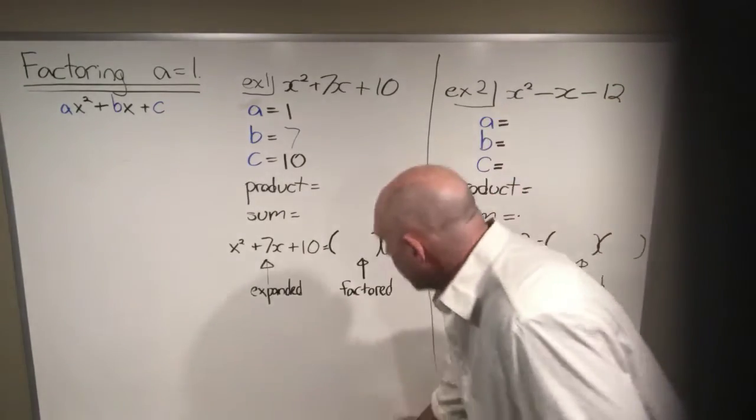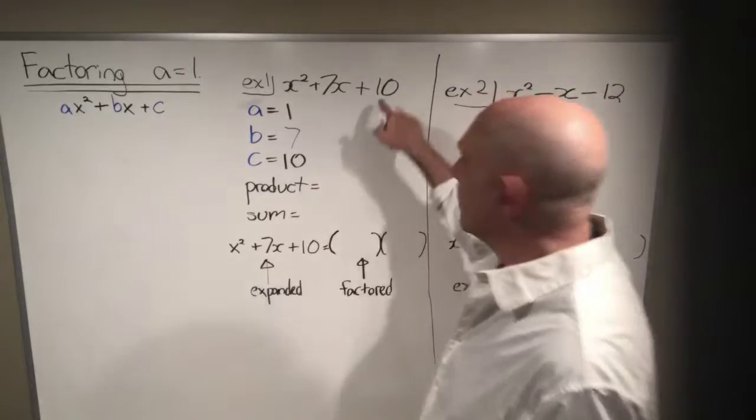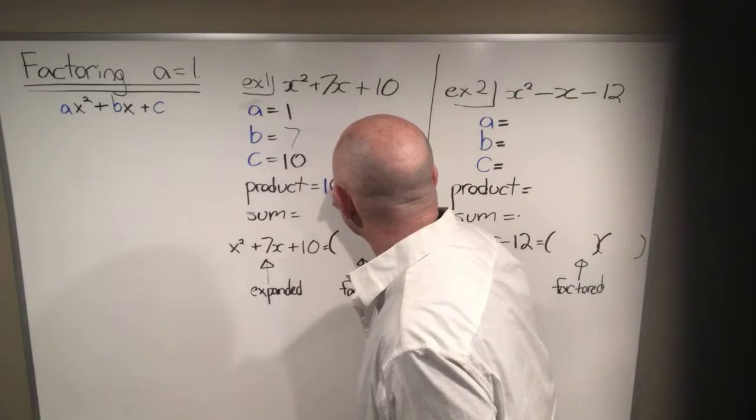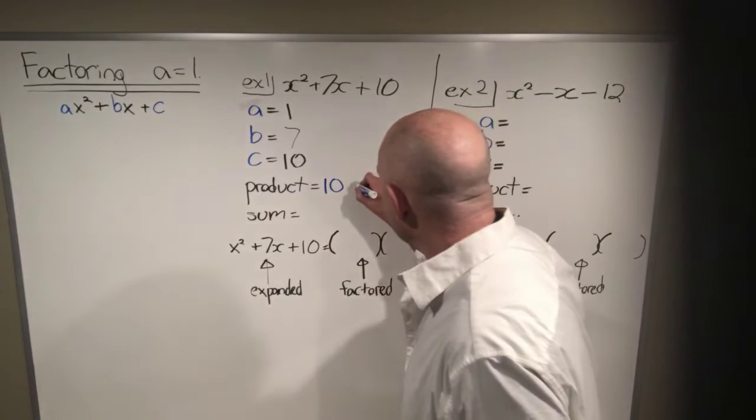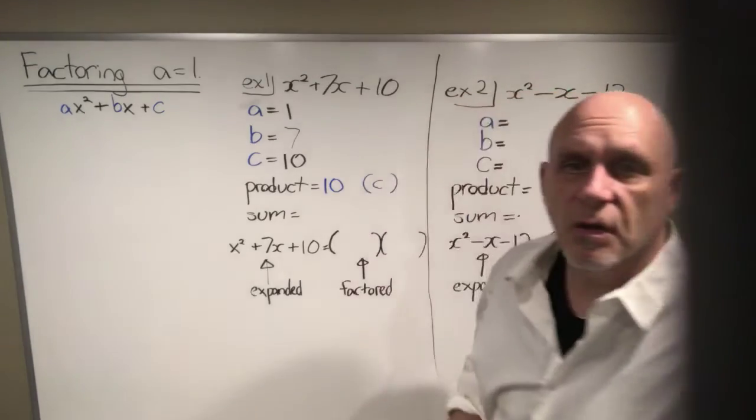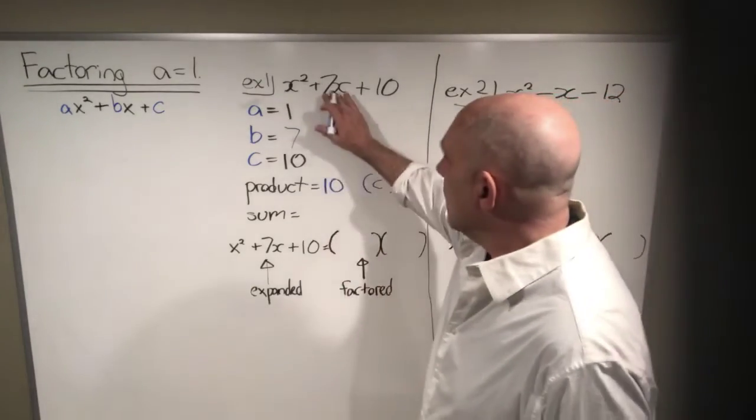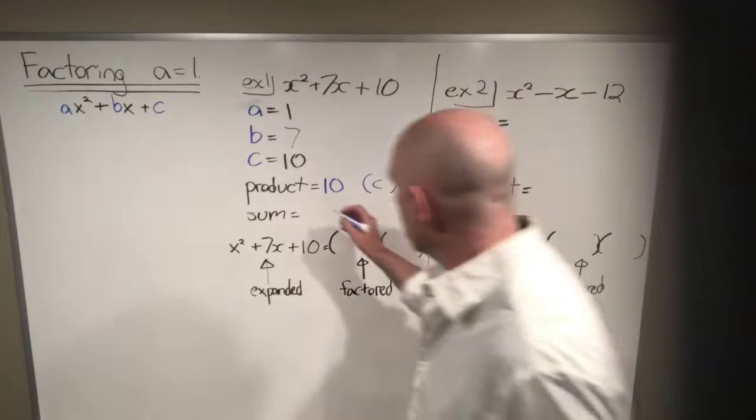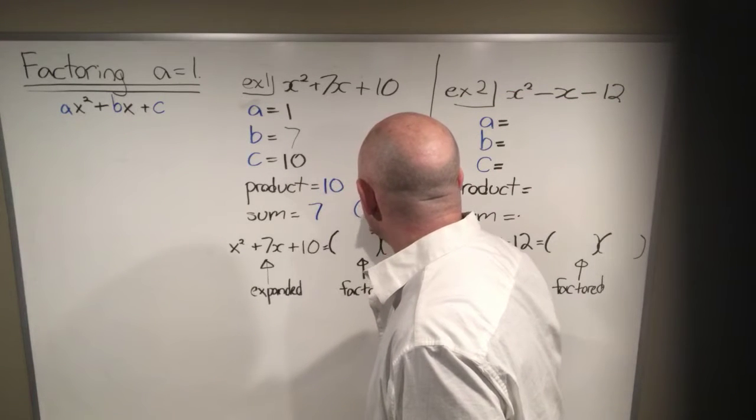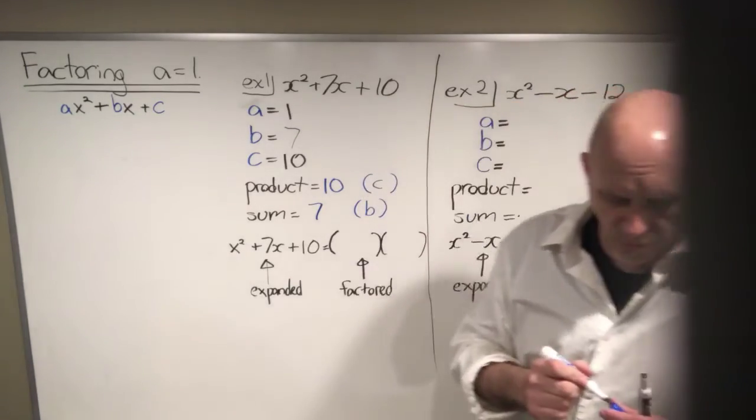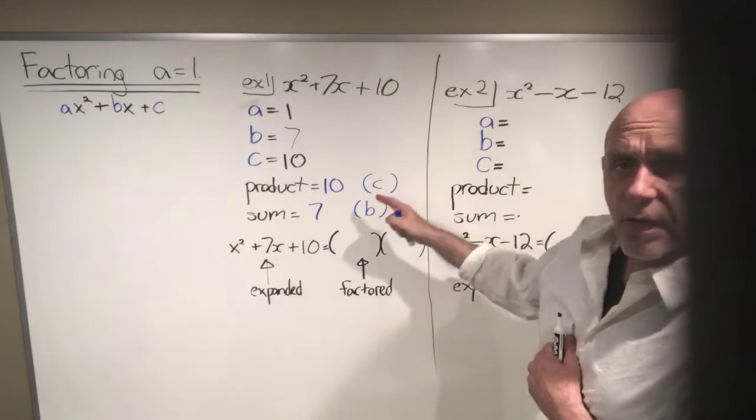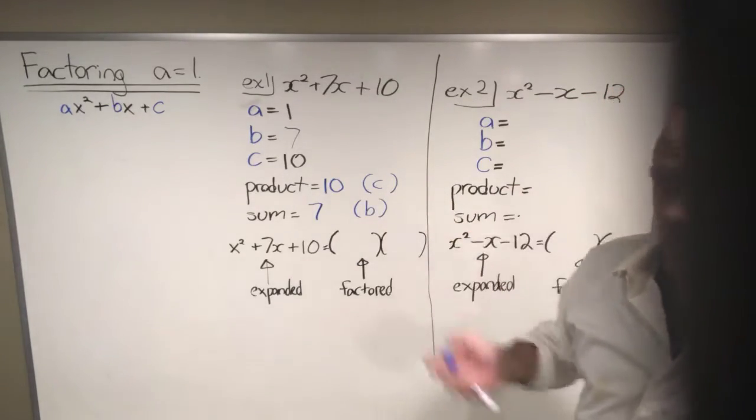So when we talk about the product, it is always, let me get the blue one to show, the constant term at the end. Okay? It's always C. The sum is B. Always the value B. So in this case it's 7. Now, our two magic numbers we want, what two numbers multiplied will give you 10, added will give you 7?